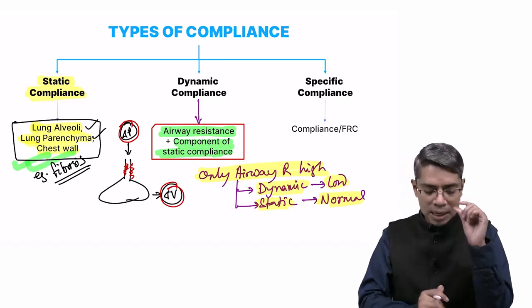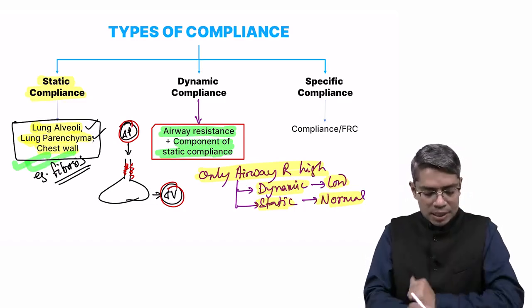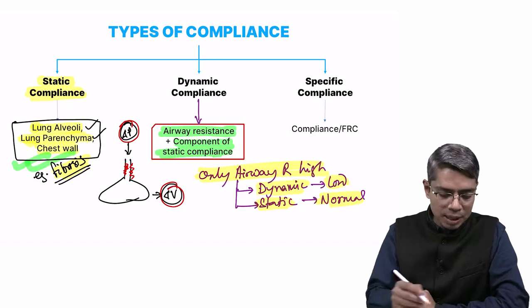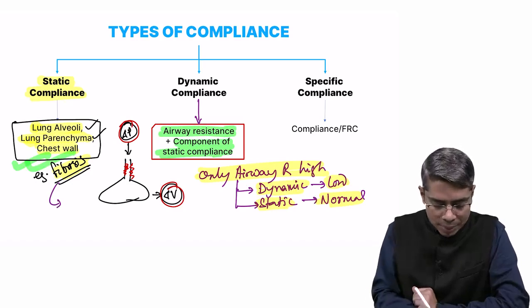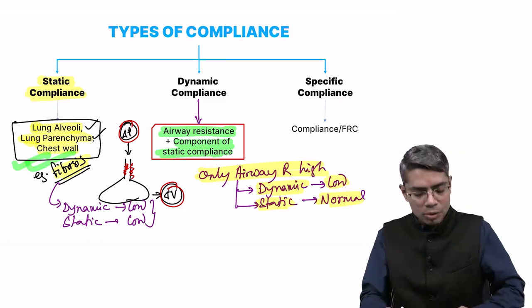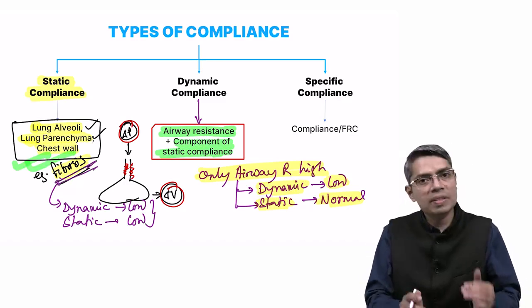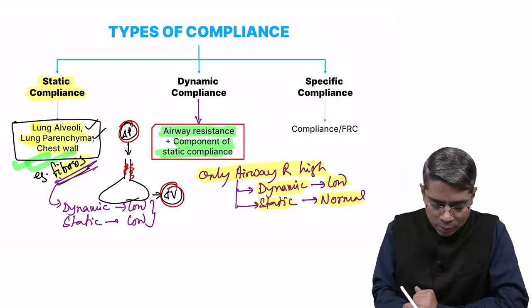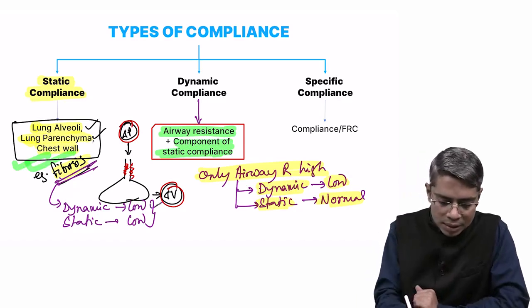But suppose one condition where you are saying the fibrosis of the lung, in these cases what will happen to the dynamic compliance? Dynamic compliance will also be lower, as well as your static compliance will also be lower. Why is static compliance low? Because already you have discussed fibrosis means static compliance has to be low. But look at why dynamic compliance is also lower in this condition.